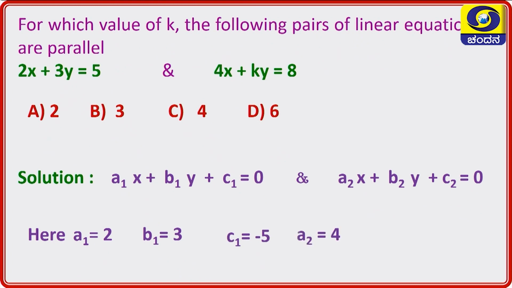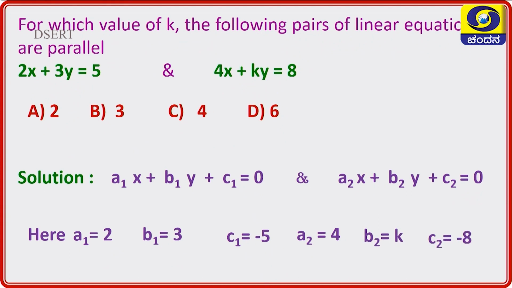Why minus 5? We have the standard equation a1x plus b1y plus c1 is equal to 0. When we transfer 5 to the left side, it becomes minus 5. So the value of c1 is equal to minus 5. Here in this equation, a2 is equal to 4, b2 is equal to k, and c2 is equal to minus 8.